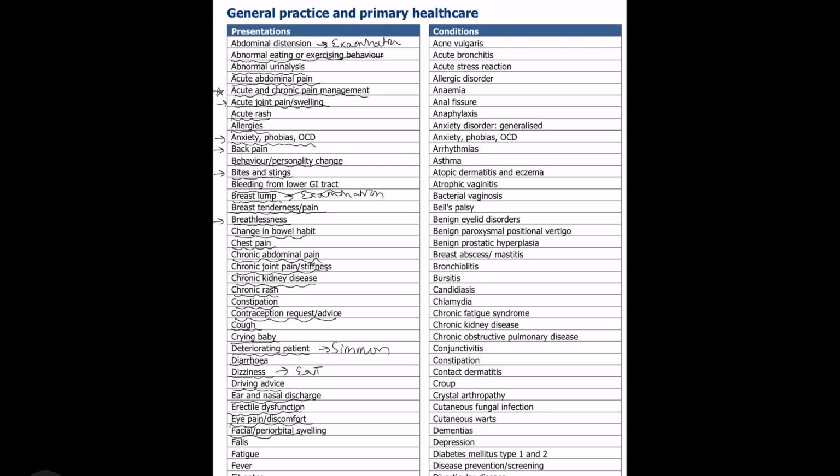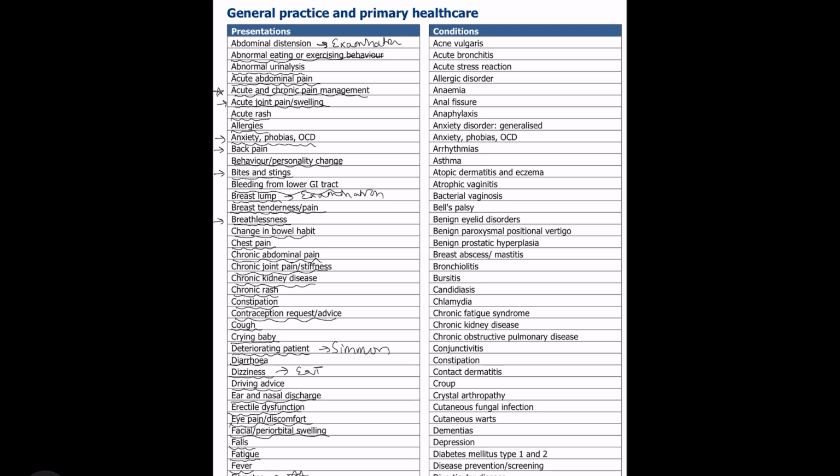Eye pain and discomfort, that can be due to some infection or can be due to trauma. Facial periorbital swelling, it can be due to deranged kidney functions. Falls, it can be due to a mechanical fall, or it can be due to hypotension, orthostatic hypotension. Fatigue, generalized fatigue, fever, fit note.